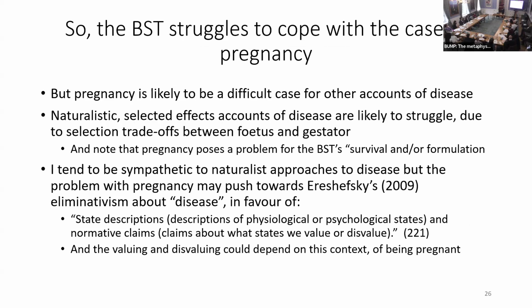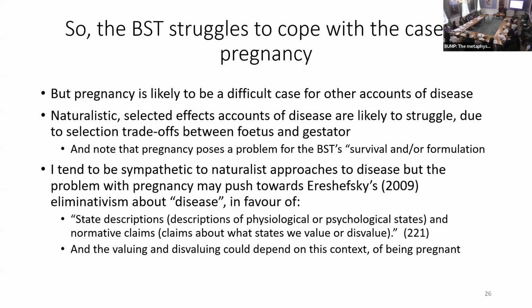I'll finish by saying I think the BST struggles to cope, but I think other naturalist accounts will struggle to cope as well. So I think pregnancy is going to be a difficult case for all sorts of versions of what it is for something to be a disease. So I think that a selected effects account will struggle to cope with the case of pregnancy for reasons that I could go into.